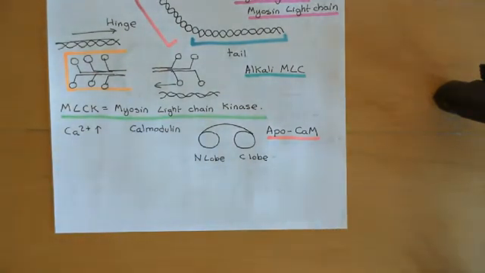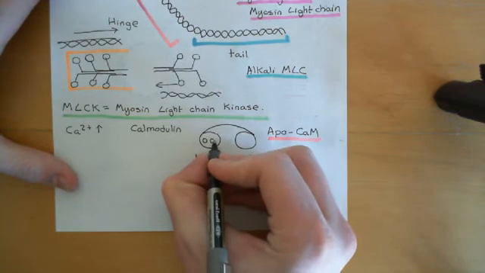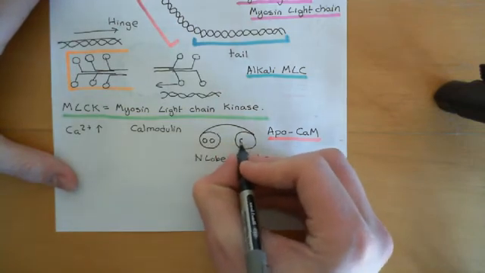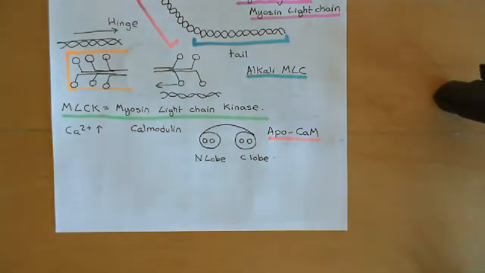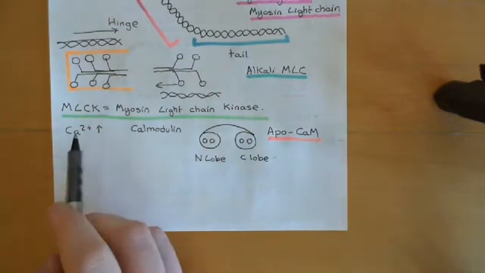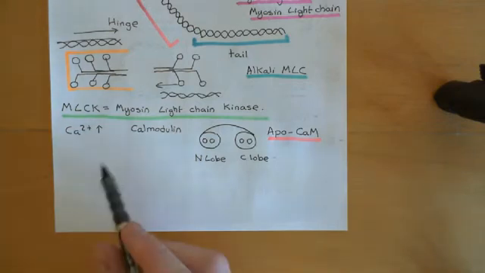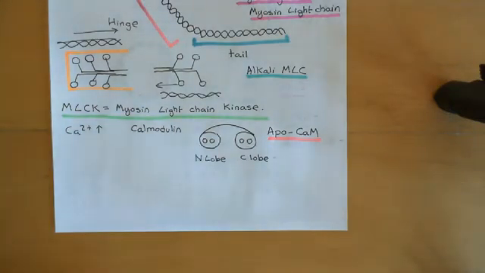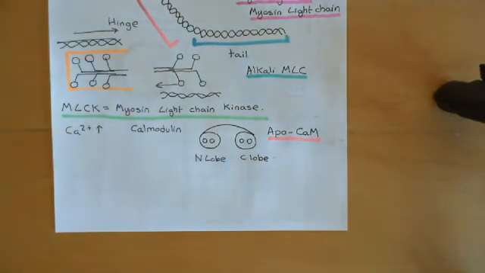Now, how many binding sites for calcium does a calmodulin molecule actually have? Well, it has 4, okay? 2 on each of these 2 lobes. So the N lobe has 2 calcium binding sites, and the C lobe also has 2 calcium binding sites. So these little circles are representing the calcium binding sites. Now, when calcium goes up globally in the cytoplasm of our smooth muscle cell, what's going to happen is calcium ions are going to bind into these 4 binding sites of the apocalmodulin molecules.